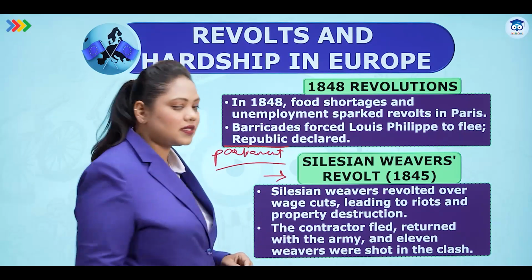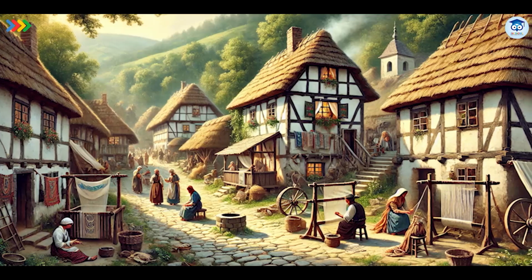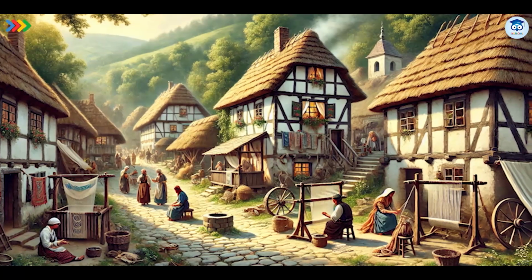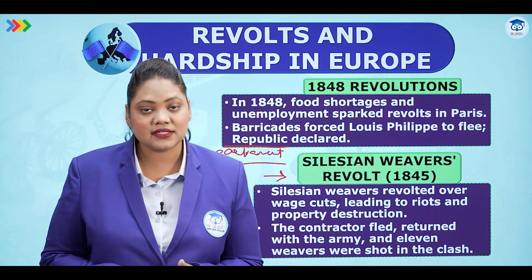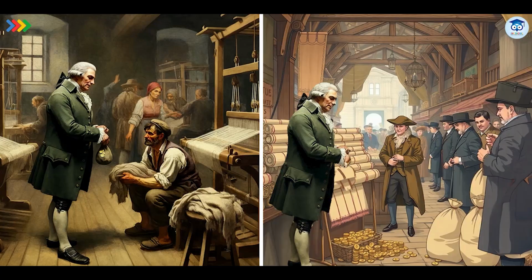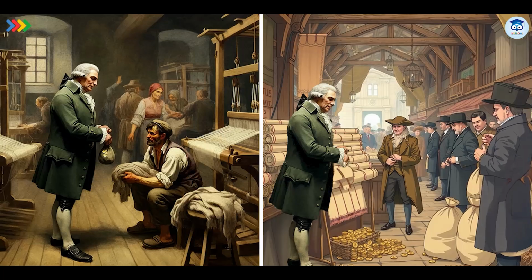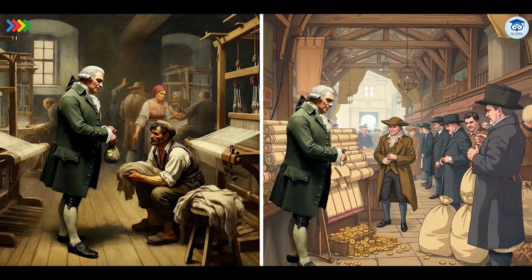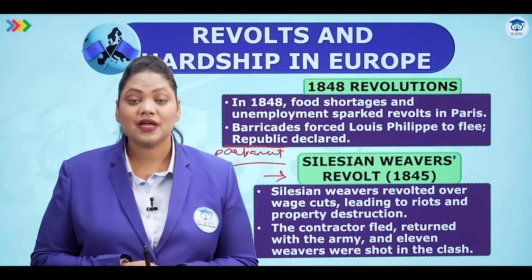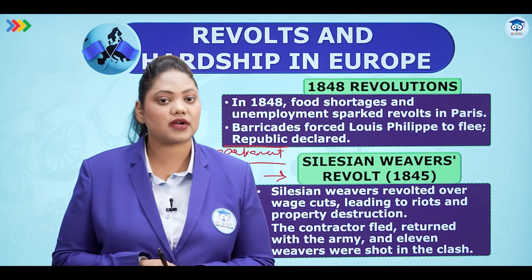Now what happened is that the weavers were people who would weave textile, weave cloth, and give it to the contractor, and the contractor would sell it in the markets. But they realized that the contractor, the middleman, was buying it at very cheap prices and selling it at very expensive prices, giving nothing to the weavers, nothing to the people of the village. And that is why they revolted against the contractor.